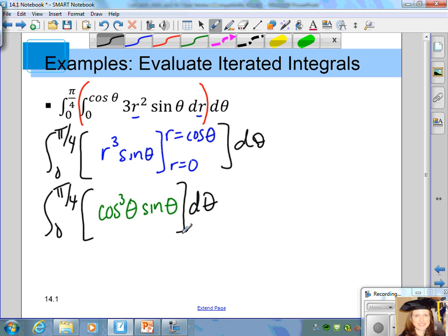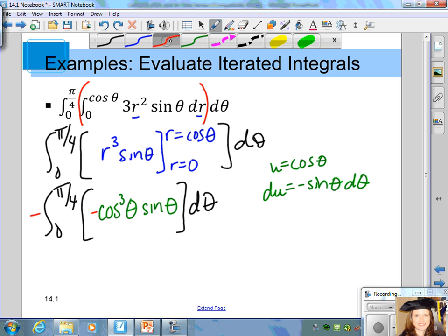Now this is another one you can practice your u substitution. You can let u equal cosine theta. If u is equal to cosine theta, then your du needs to be negative sine theta d theta. And we have the sine theta and the d theta. The only thing we're missing is that negative. So if we make that a negative, we can put a negative out in front.